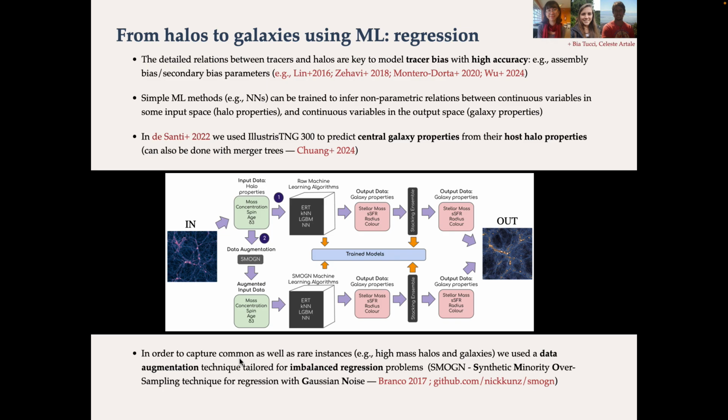There's a technique for doing this. So we have to use data augmentation. There's a technique which is specially made for these imbalance regression problems. It's called SMOGN, and here is a reference for this technique here.